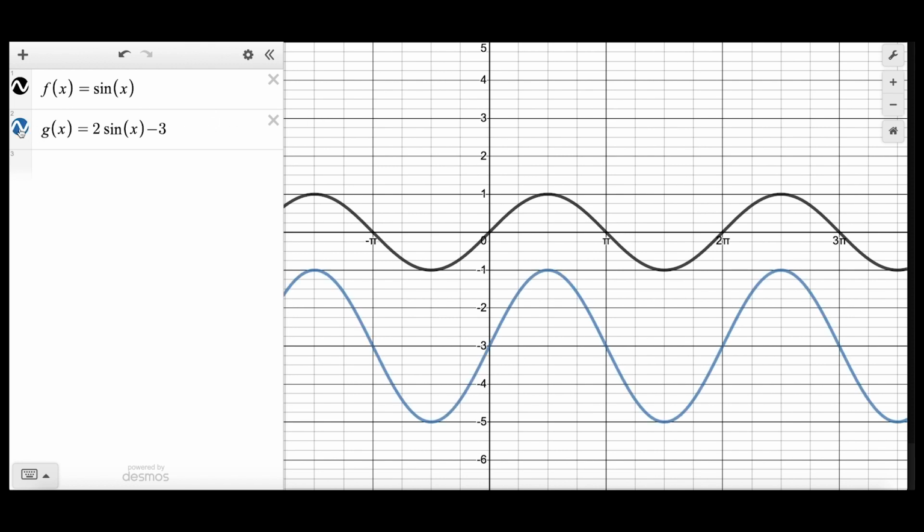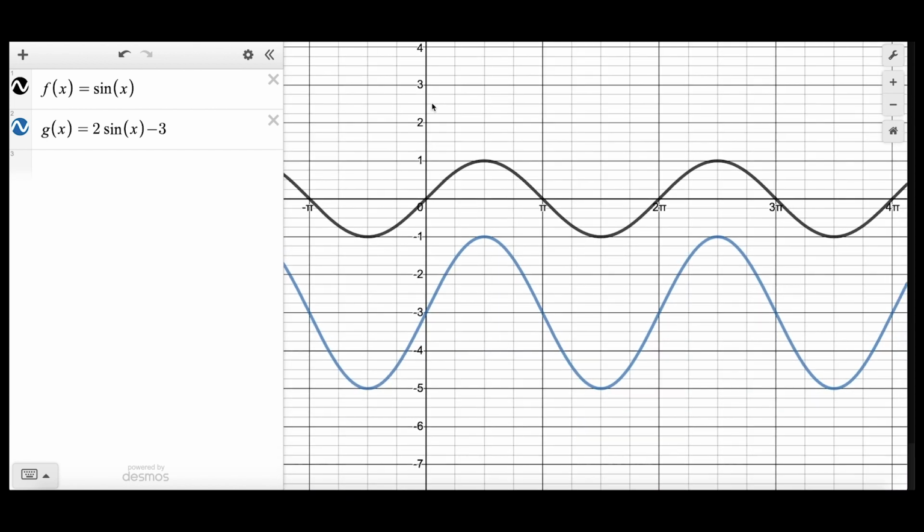So here's the reveal. Let's think what happened. First thing I notice is that it's moved down, but it's moved down at -3. So it has a midline of -3. And then it looks a little bit larger. That's because the amplitude is 2. So from this midline, we have an amplitude of 2.